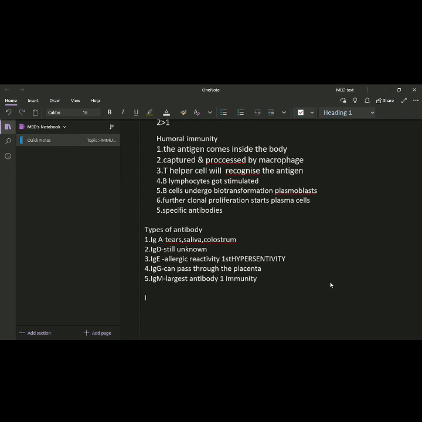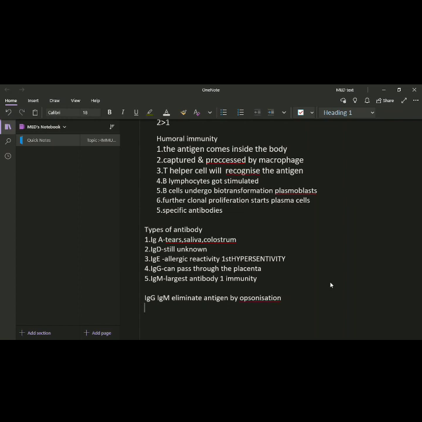The IgG and IgM antibodies will eliminate the foreign antigen by a process known as opsonization. In opsonization, the antigen is coated by antibody and taken up by a phagocyte or NK cell. So it is destroyed by the phagocyte and NK cell.